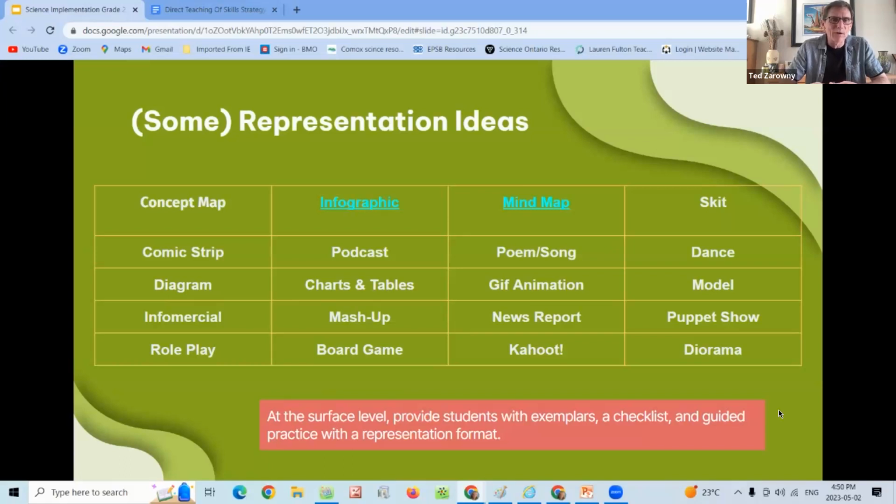or a board game or a comic strip, whatever it is, mind map or infographic. Again, anytime you use these, it goes without saying they're a skill-based thing. So when you do make a concept map, make sure students at the surface level make concept maps with concepts they're already familiar with. You would know your kids best what 3 or 4 concepts might be helpful for them to put ideas together in a concept map so they understand how they work and how to put them together.